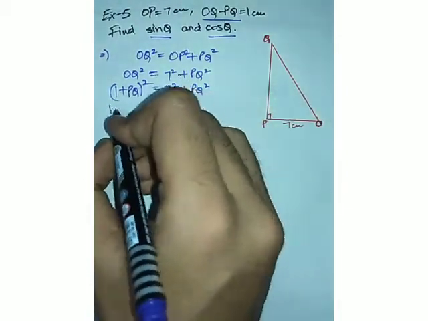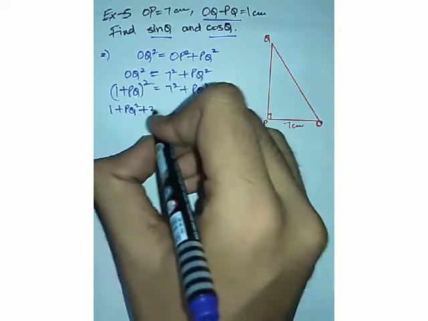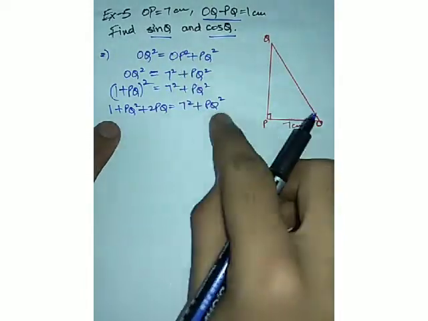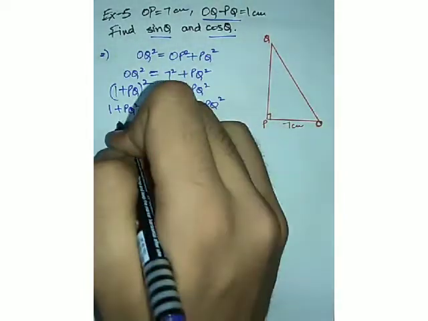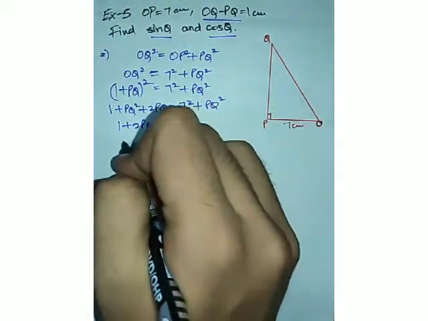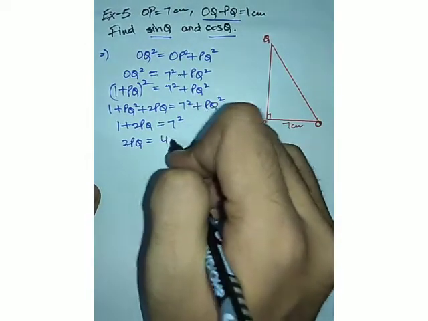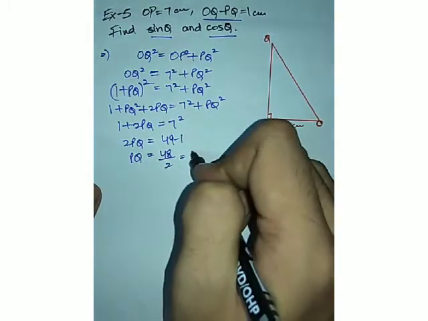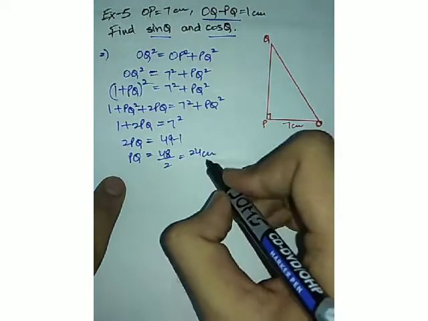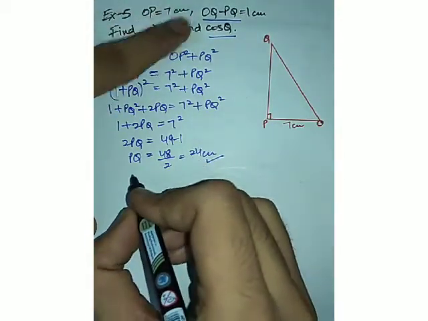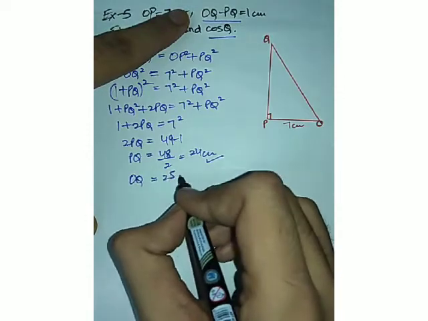Now just expand the square. 1 plus PQ square plus 2PQ is equal to 7 square plus PQ square. Now these two sides are the same, so of course they are going to be cancelled. 1 plus 2PQ is equal to 7 square, or you can say that 2PQ is equal to 49 minus 1, or PQ is equal to 48 upon 2, which is 24 centimeter. PQ is 24 centimeter. You can see that OQ is 1 plus PQ, so 24 plus 1 is 25. So OQ is equal to 25 centimeter.